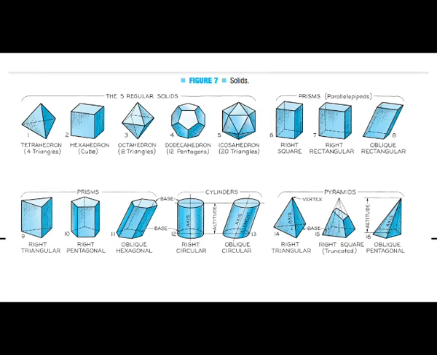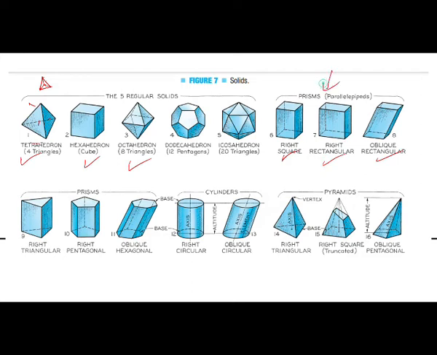What about solids? This is your tetrahedron. When we say triangle, that is a surface. But when we move to solids, there are some other points, so it becomes a tetrahedron, that is four triangles: 1 2 3, 1 2 3, and that is the big one, four triangles. Hexahedron, that is called a cube. Octahedron, 8 triangles. Dodecahedron, 12 pentagons. So these are the definitions of solids. We have to remember tetrahedron, hexahedron, octahedron, right square, right rectangular, oblique rectangular.